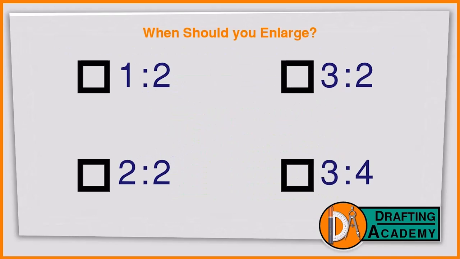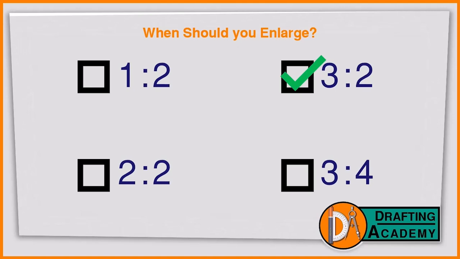Let's take a simple example here. We've got four ratios. How can we identify which ratios mean enlargement and which ratios don't mean enlargement? Let's look at the second ratio here, 3 to 2. In this ratio, we notice that 3 is bigger than 2. Whenever we see this, we know that it's enlargement. So the ratio 3 to 2 is an enlargement ratio.